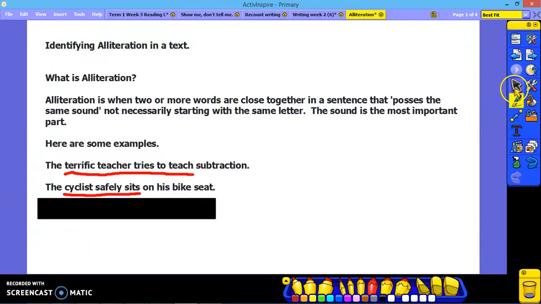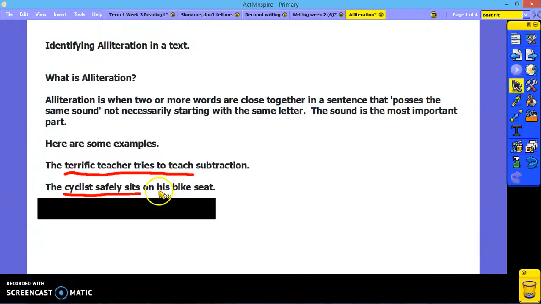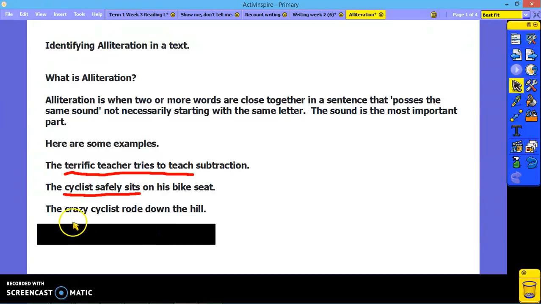Okay. We've got a different one down here where they do start with the same letter, but they don't possess the same sound, so therefore cannot be an alliteration. So the crazy cyclist rode down the hill. Crazy and cyclist do not possess the same sound, even though they start with the same letter. So therefore cannot be an alliteration.